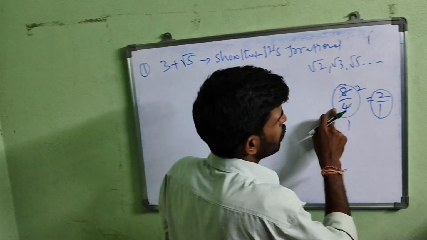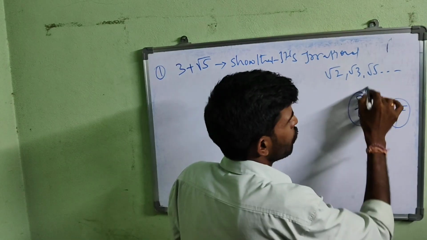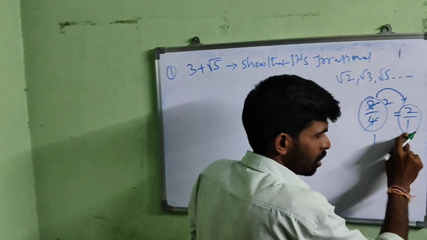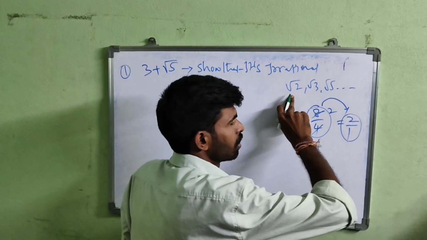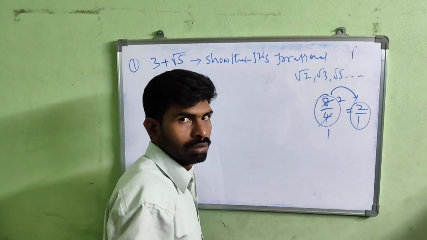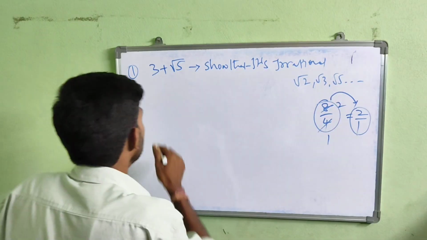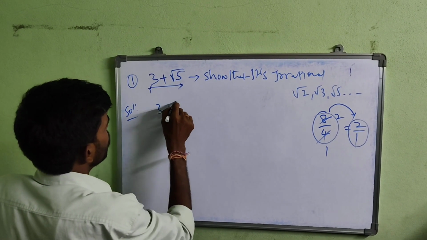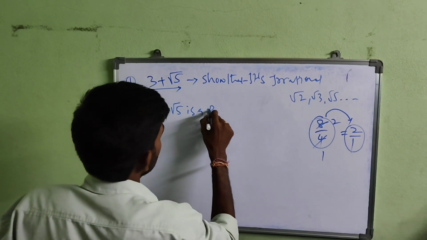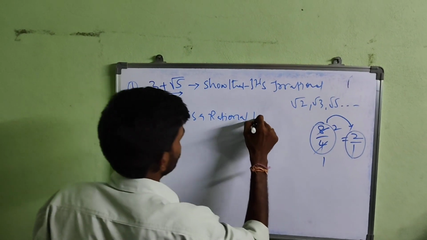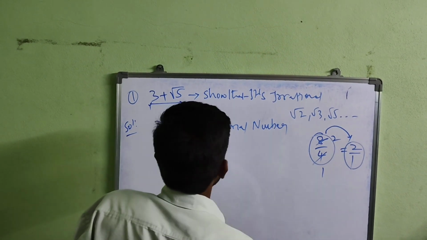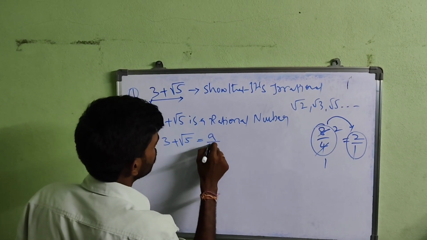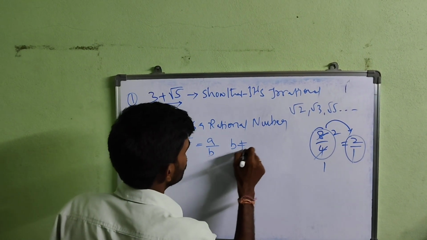For the rational numbers, we can find co-primes. But for the irrational numbers, co-primes are not present. That's why first our consideration for this solution is that 3 plus root 5 is a rational number. Now, if it is a rational number, it is equal to a by b, where b is not equal to 0.